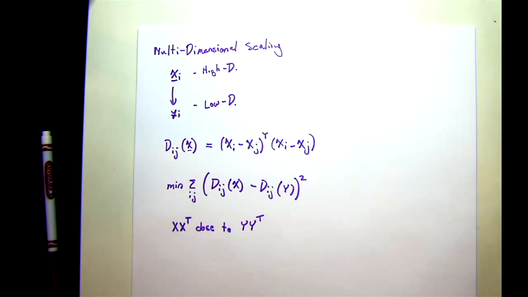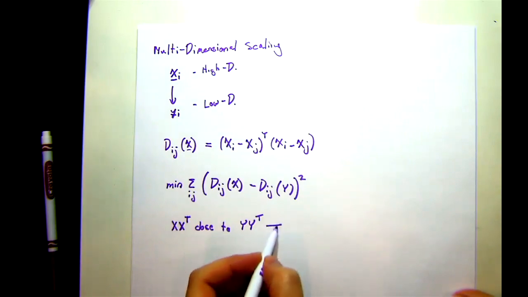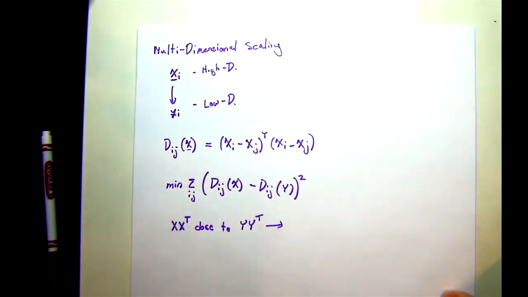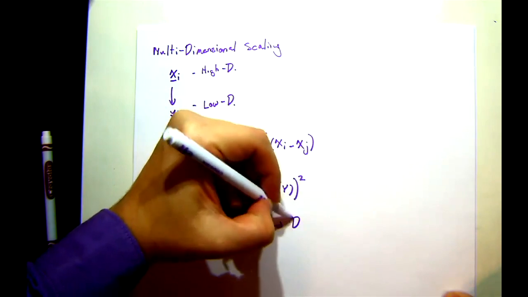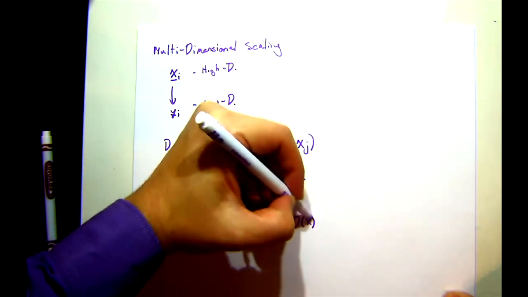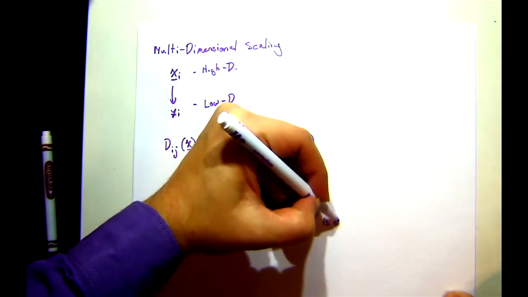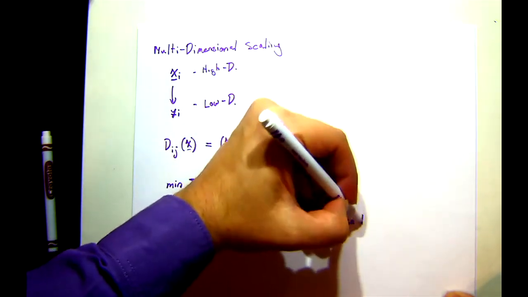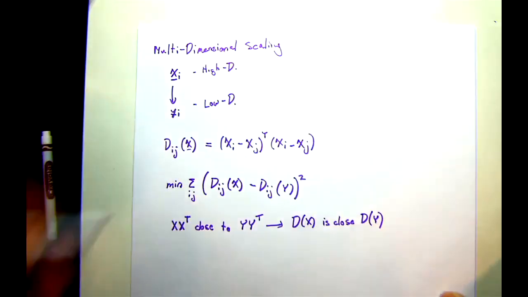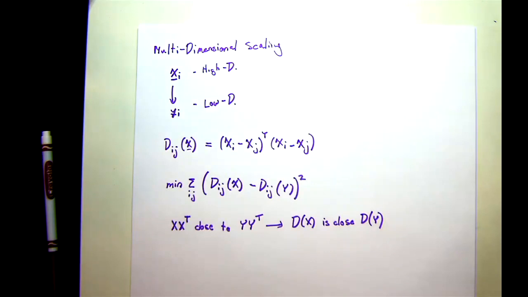Okay. So this is sort of roughed out in the book. But there's a claim that if I get XXT close to YYT, that's going to imply that the distance between the X data set and the distance between the Y data set is going to be close. I'm not going to show that here. It's not very informative to look at it, but it is true.